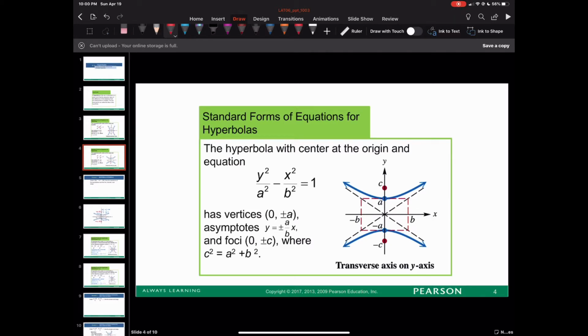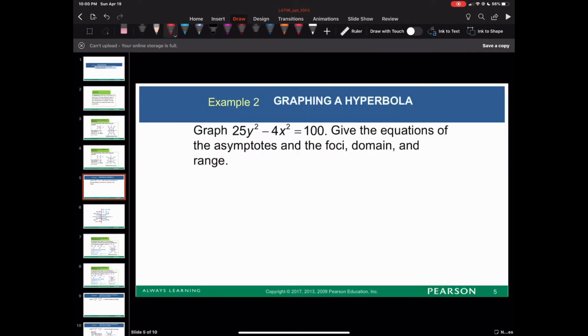So, let's look at our first example. It's not going to be a lot of examples because, like I said, we've been doing the same thing for the different types of conic equations. We've been looking at parabolas, we've been looking at ellipses, and now we're going to look at these hyperbolas. So it says graph 25y squared minus 4x squared is equal to 100. It says give the equation of the asymptotes and the foci and the domain and range.